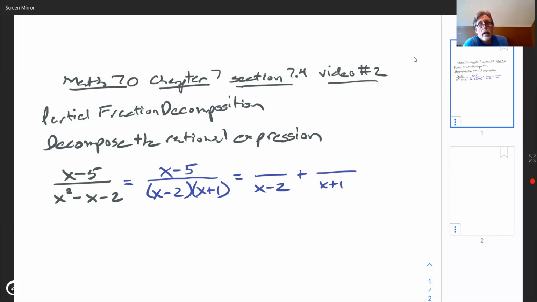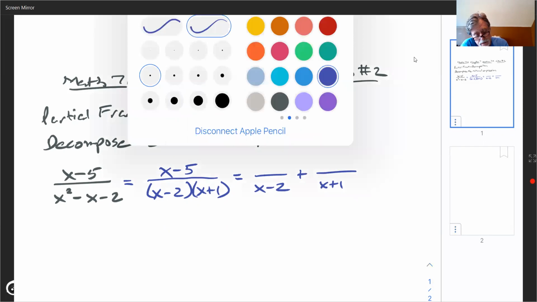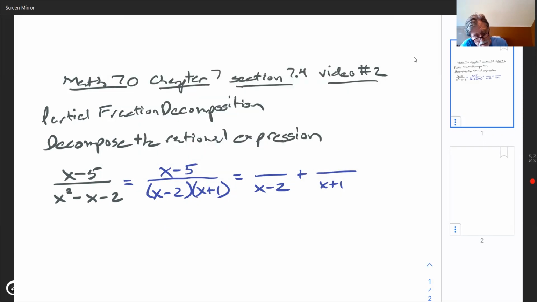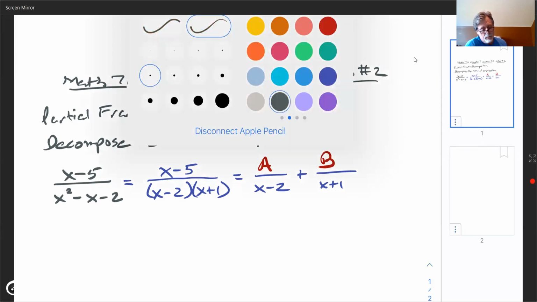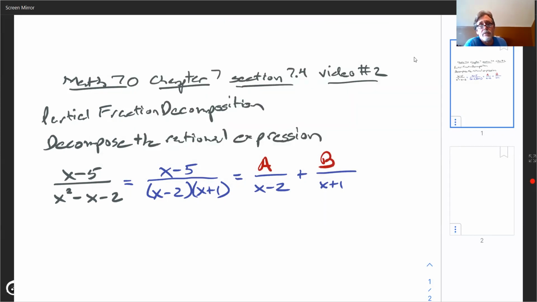All you have to do, and I'll do this in red, is put up here mystery numbers. That's the essence of it. We're going to find the A and the B that make this true. And if we can, then later in another video we're going to be able to integrate this. All right, so let's write what we've got.